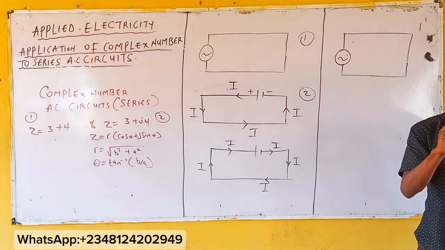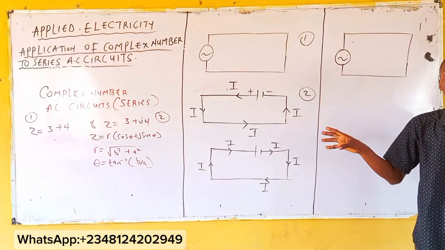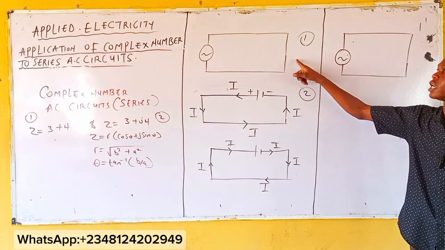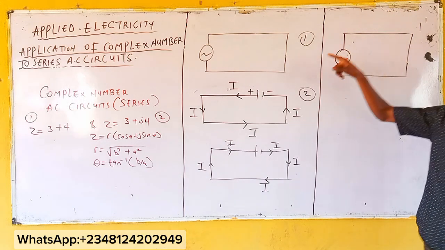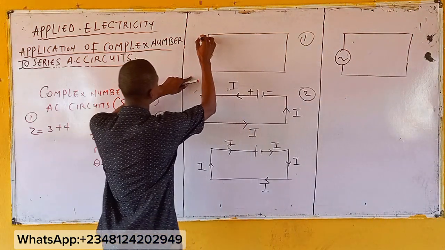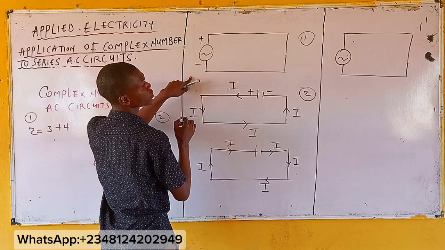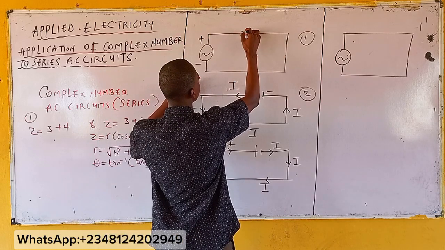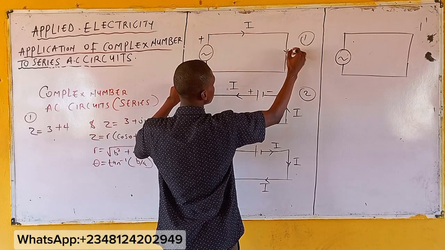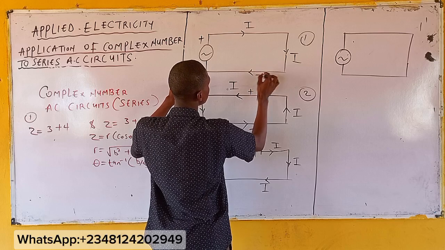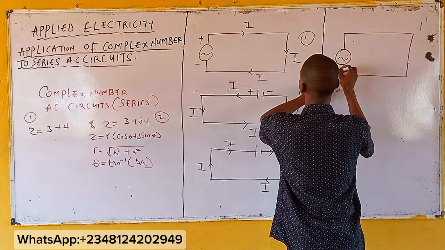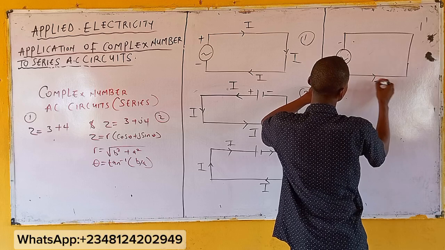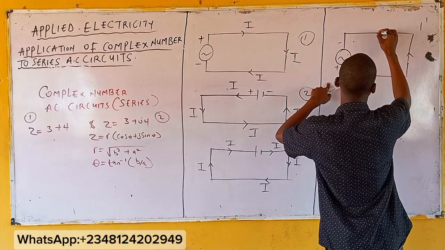Now what I just want to do is use this to differentiate between DC and AC. For this one, 1 and 1 prime, they are AC circuits. Now let's say this is your positive, let's say this is your negative. Your current will move in this way, right? Do you agree with me? Similarly, let's say this is your positive, this is your negative. Your current will also move in this way, right?